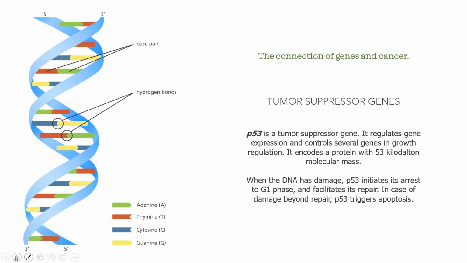Thus, it's p53. Now, when the DNA has damage, ang ginagawa ng p53 is ini-initiate niya yung arrest nung cell actually, sa G1 phase. And ifa-facilitate niya yung repair ng DNA. Ngayon, kapag yung damage, halimbawa, is beyond repair na, ang mangyayari doon is, ang p53 mismo ang magte-trigger ng apoptosis o yung programmed cell death. Again, apoptosis is programmed cell death. Ayan. So, that word right there.